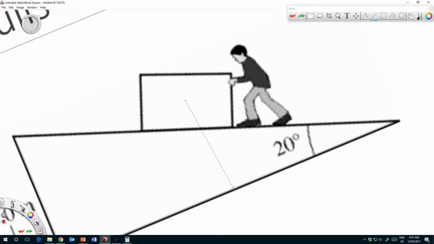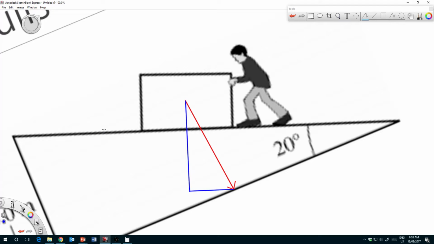Alright, so the force of gravity goes like this. Okay, then I will draw the components in blue. So you have one component going straight down. I'll draw it to about here, I guess. Something like that. One component going straight across like that. Alright, there you go.